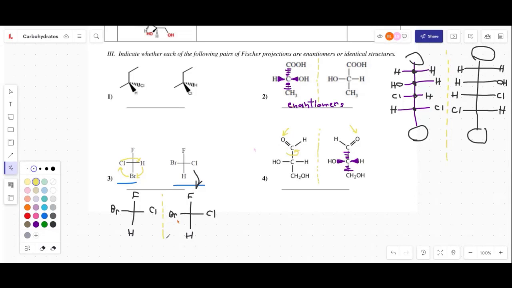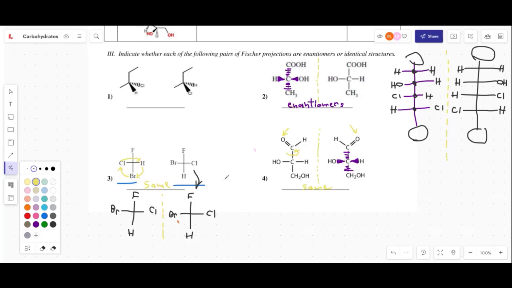Everything is exactly the same. They're not mirror images, they're literally exactly the same. The bromine is on the left, chlorine is on the right, hydrogen's on the bottom, fluorine's on the top. So these are the same. They're identical structures. Just like these are the same.